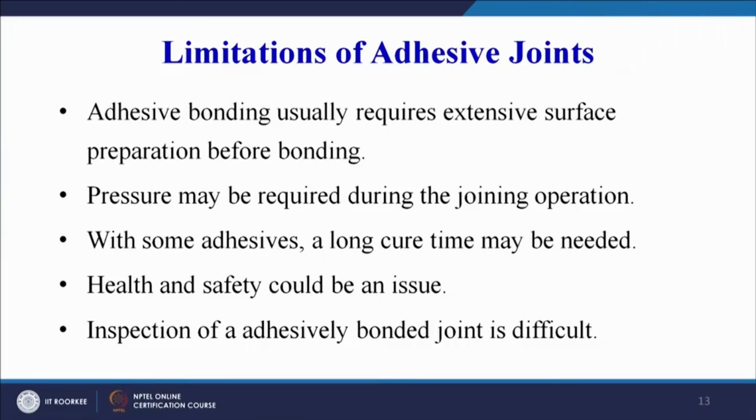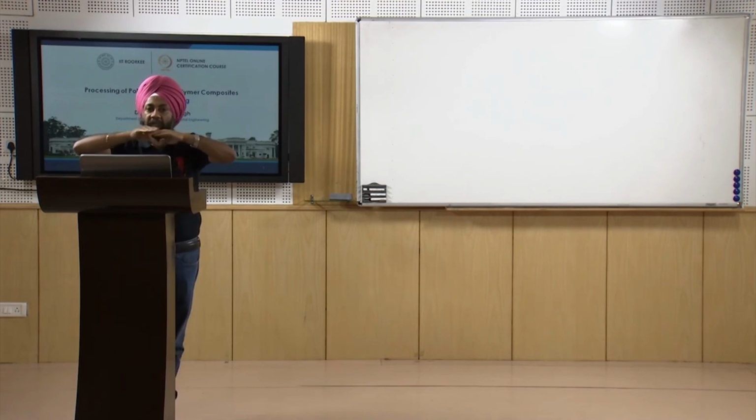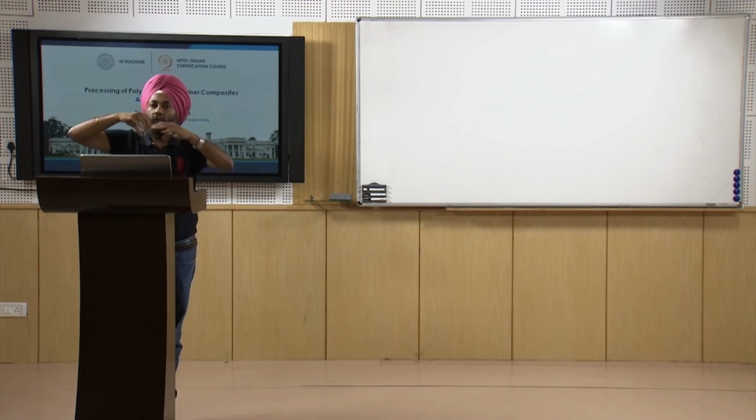Pressure may be required during the joining operation. Usually you will see, when we join some household items by applying adhesives, we keep some load or some weight on that joint so that the joint may be strong and sturdy. That is our household remedy of applying pressure. But when we are doing adhesive joining on an industrial scale, many times we may need to apply uniform pressure across the joint interface in order to get a good quality joint.